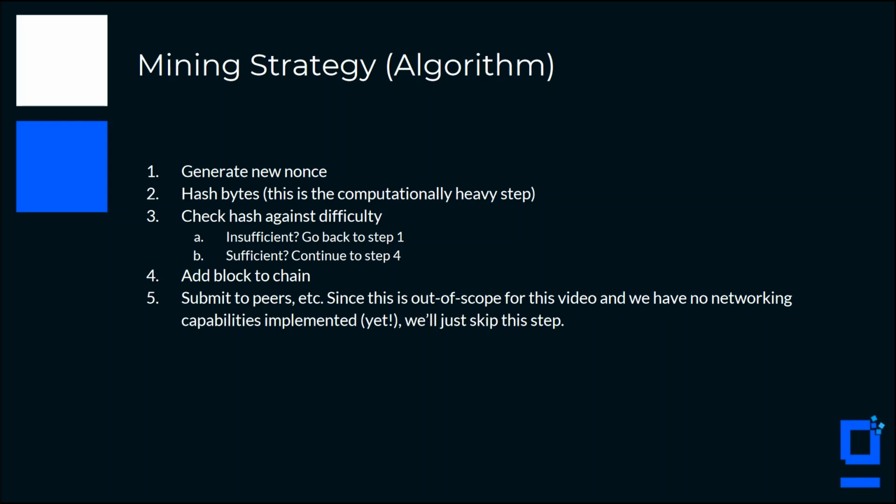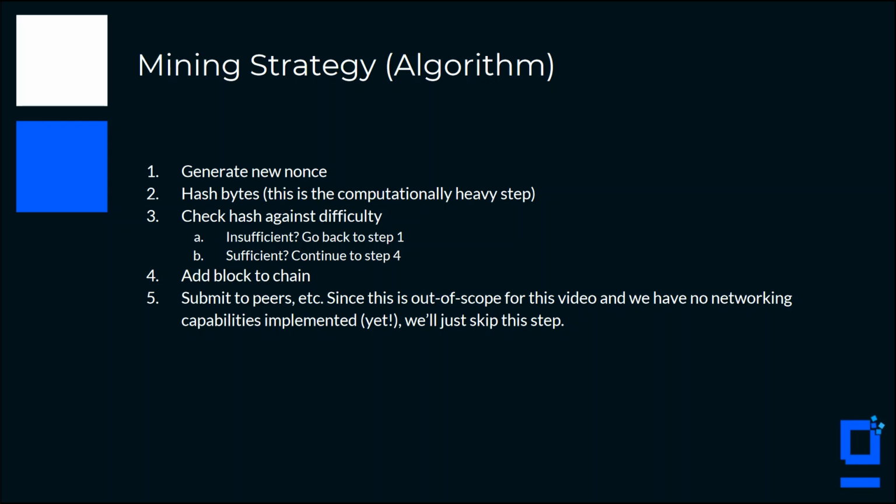So this is what our mining strategy is going to look like. We'll generate a new nonce, we'll add it to our block, we'll hash all those bytes together, and then we'll check the hash against the difficulty. And if it doesn't pass the difficulty check, then we'll go back to the start, generate a new nonce, hash those bytes, check the hash against the difficulty. Does it pass? No. Okay, go back to the start, and we'll do this until it matches the difficulty. And then we can add the block to our blockchain and submit to peers, etc.